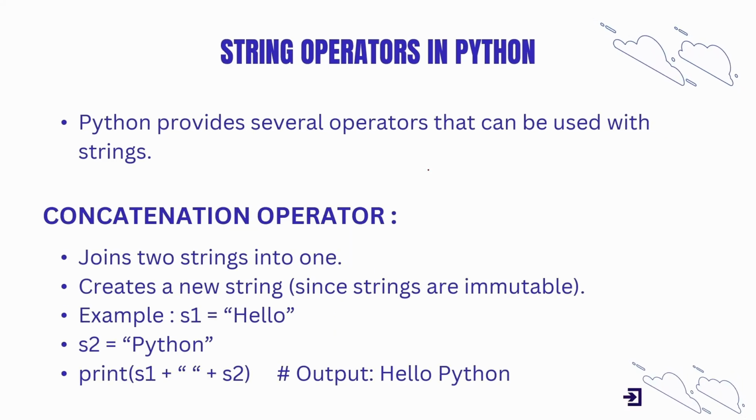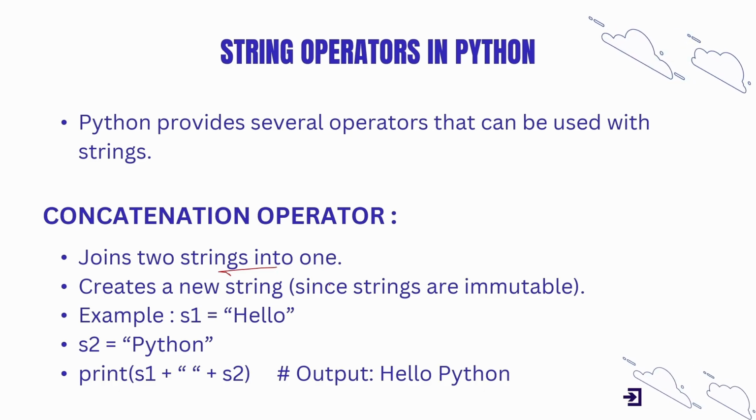The next topic is string operators in Python. Python provides several operators that can be used with strings. First is the concatenation operator. What is the concatenation operation? It joins two strings into one, and a new string is created.